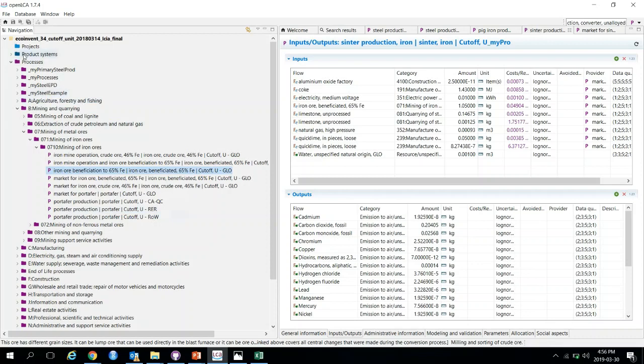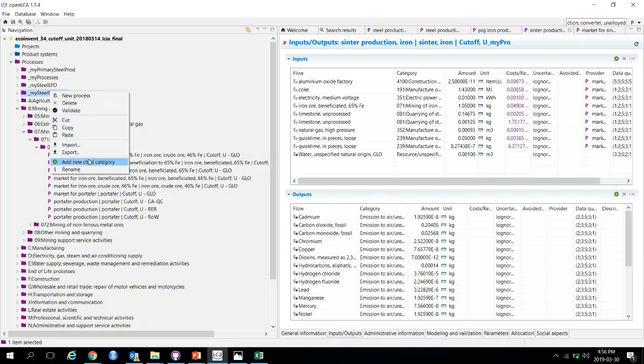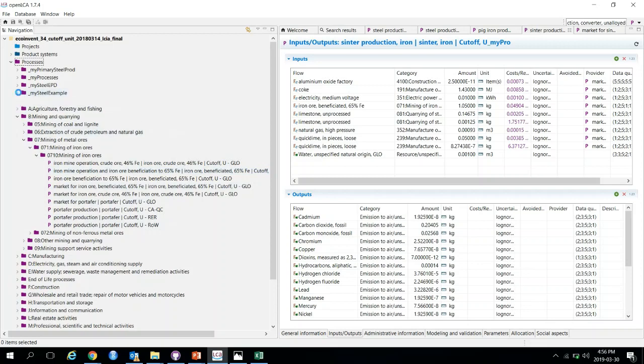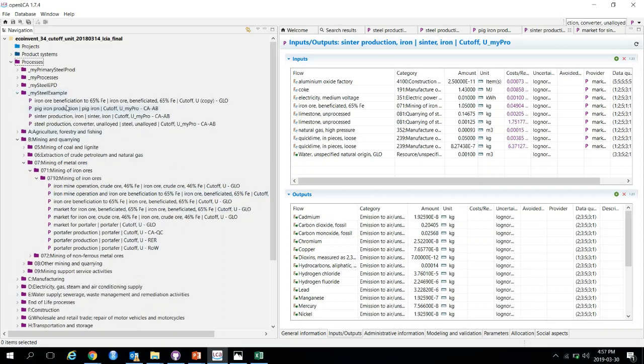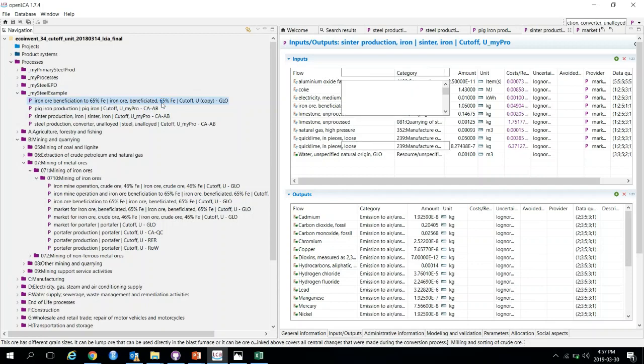So let me copy it into our folder for this project. I'm going to go paste, and we should have it now. There it is. Let me open it.